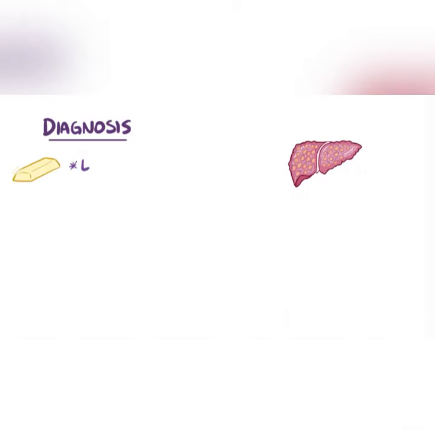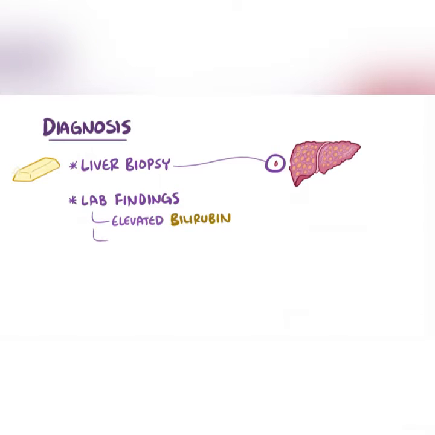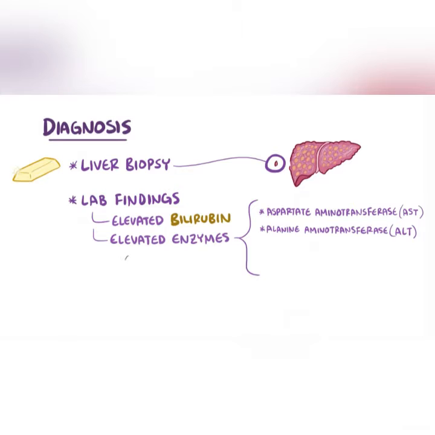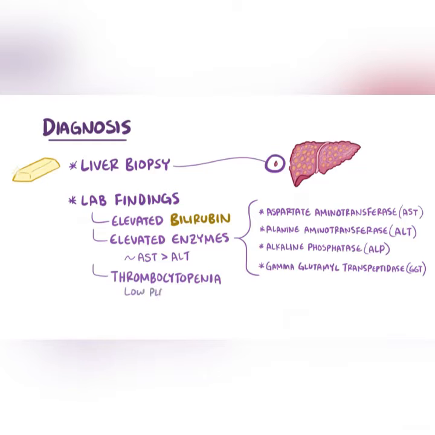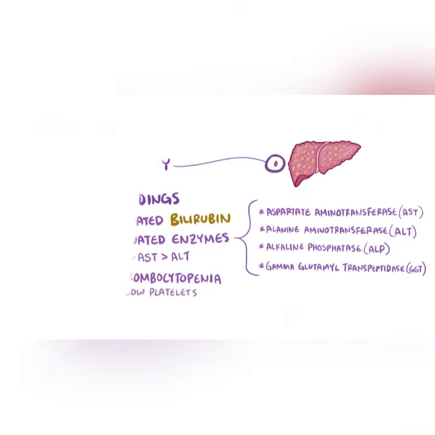For diagnosis, the gold standard is a liver biopsy, taking a tiny sample of the liver tissue examined under a microscope. Common lab findings include elevated serum bilirubin as well as elevated enzymes like aspartate aminotransferase, AST, and ALT. Here AST is usually more elevated than ALT. Alkaline phosphatase, ALP, and gamma-glutamyl transpeptidase, or GGT, can also be elevated, and thrombocytopenia or low platelet count.